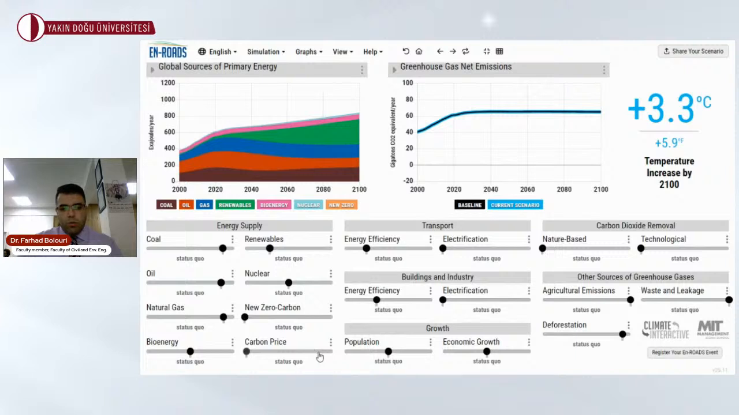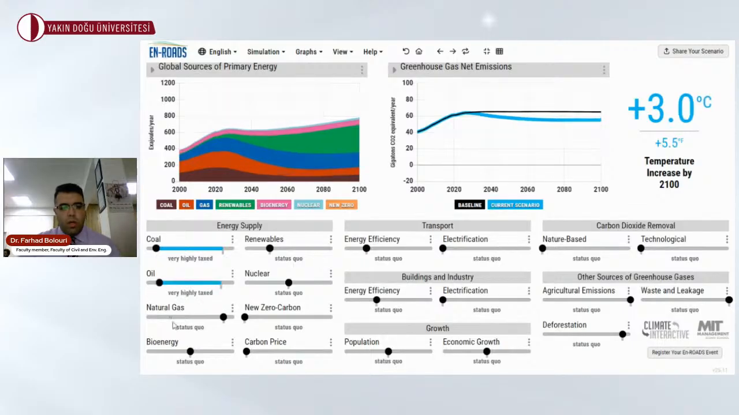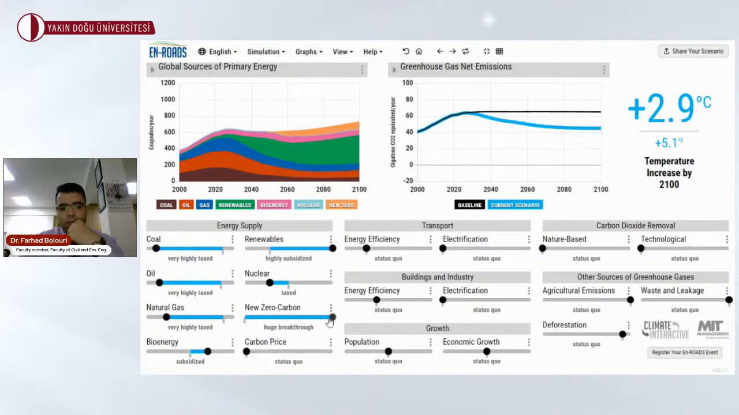Now I want to show you how complex this model is. First of all, you can do something that you have in your mind. For example, you say, I reduce coal, I reduce oil, I reduce, for example, natural gases. Also, I'm using more bioenergy. I'm using more renewable energy. I will reduce my nuclear. I will increase my net zero carbon actions.